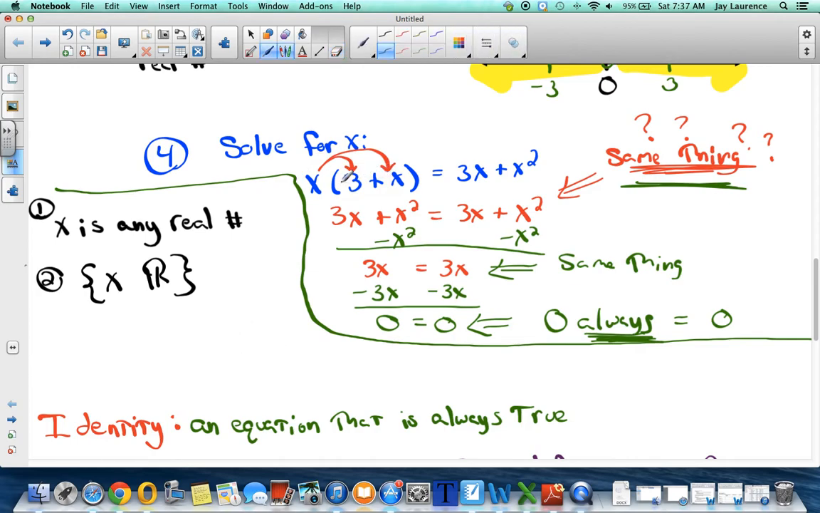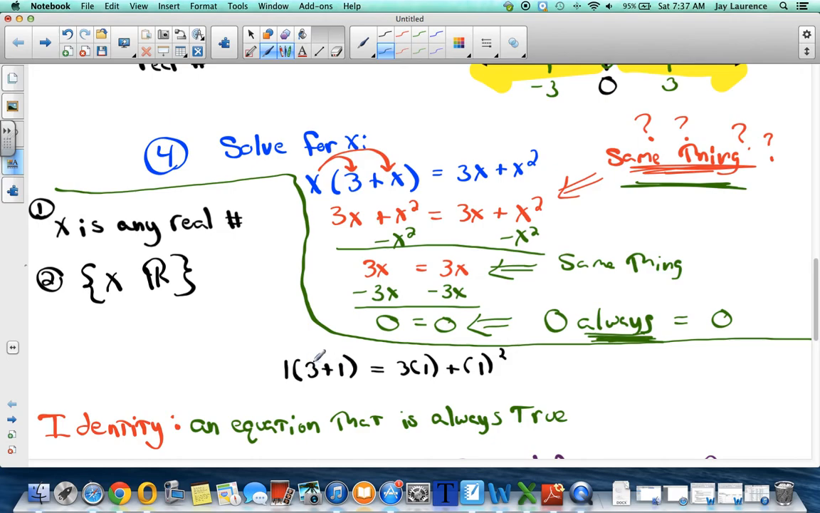Now, if you don't believe me, test it. Pick any number you want and plug it in for x on both sides of the equation. You'll always get a true statement. You won't always get 0 equals 0. If I put 1 in, I'm going to get 1 times 3 plus 1, and 3 times 1 plus 1 squared. See how I just substituted 1 in for x?